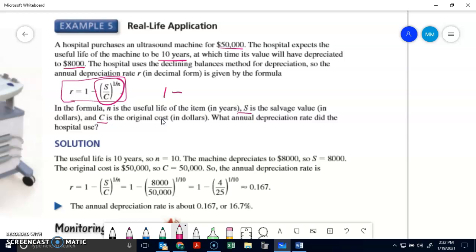So for this one, it would be 1 minus S, where S is the salvage value, which they said was $8,000. C is the original cost, which is $50,000. And N is the number of years, which is 10. So you would just plug this into your calculator and evaluate.